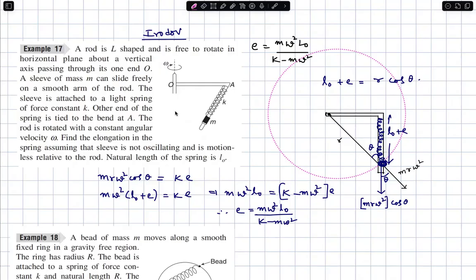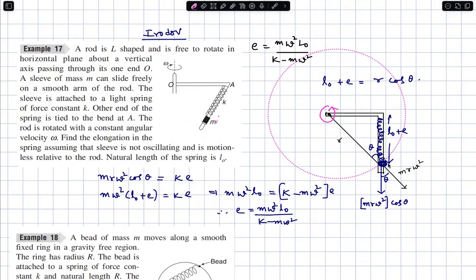Please try to understand, in the rest situation, this distance is L naught. Without rotation, it is L naught. If there is rotation, what happens? Top view, you are rotating it like this. This is the radius of my circle actually.